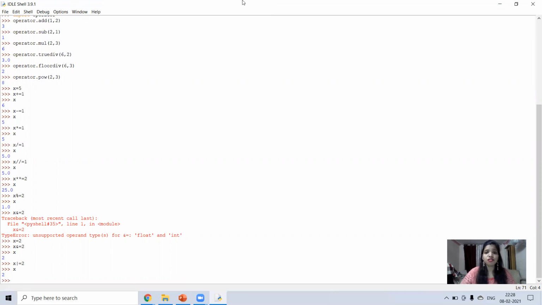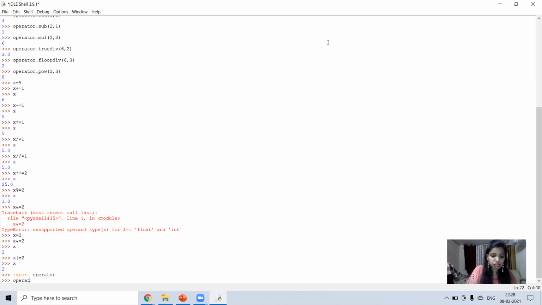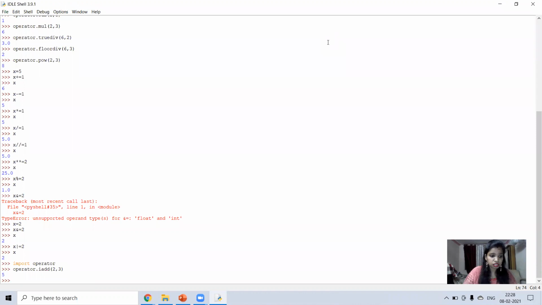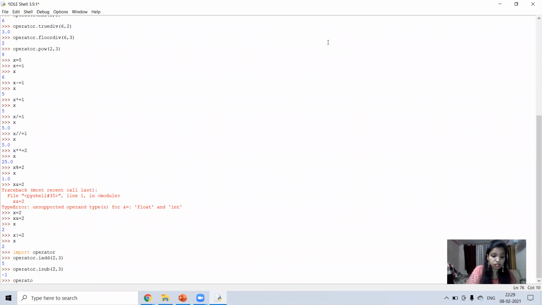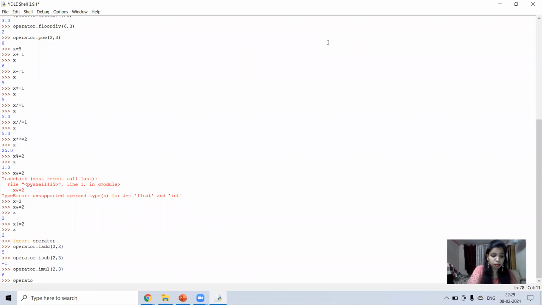Okay, so in this way we have done the arithmetic. Same thing you can do with the import command. Import operator. In every command you have to just add i. Suppose 2 comma 3. operator dot isub 2 comma 3. Okay, operator dot imul. So in this way, either you can use only the symbol or you can use the import operator command.